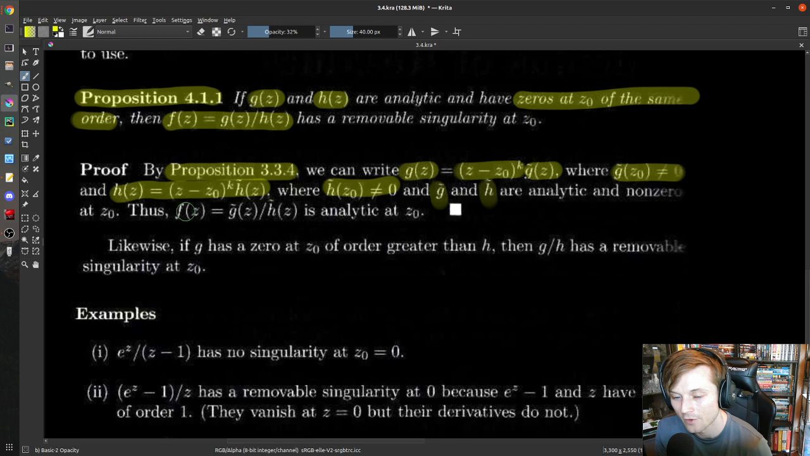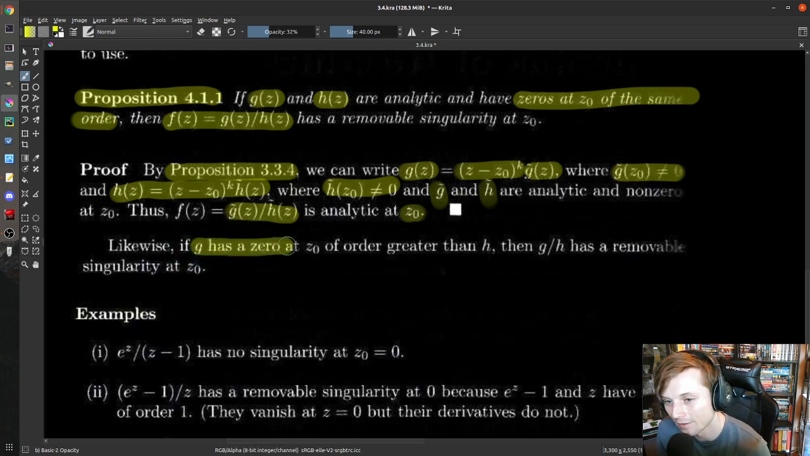So if you form f of z, which is g over h, well, (z minus c naught) to the k cancels with (z minus c naught) to the k, and I just have g tilde over h tilde, which is analytic at z naught. This is exactly what I'm saying about, for example, z squared over z, where you can get rid of it. You can do the same thing. This is like the z over z example. I'm kind of getting ahead of myself.